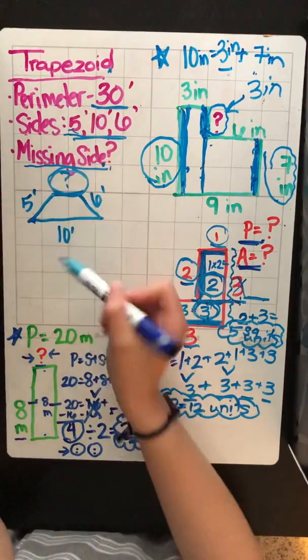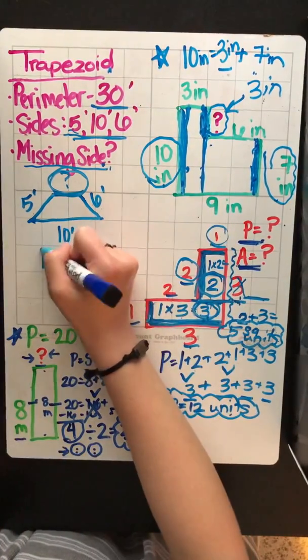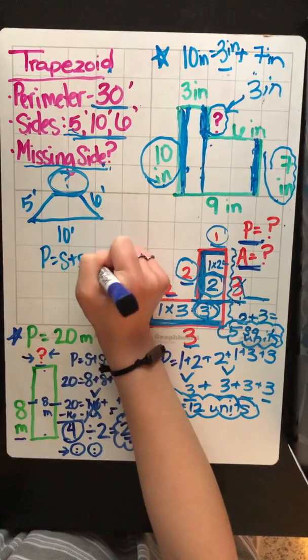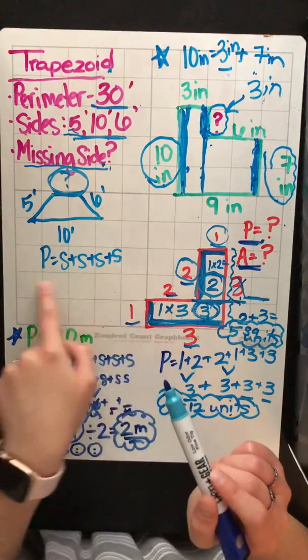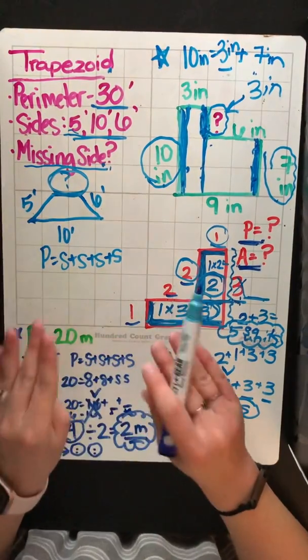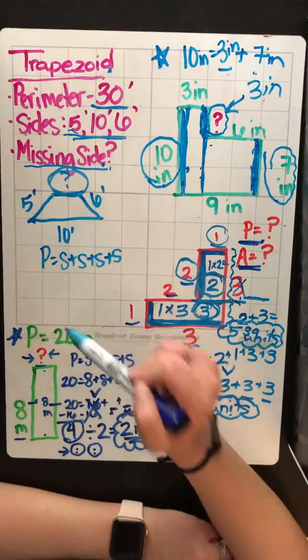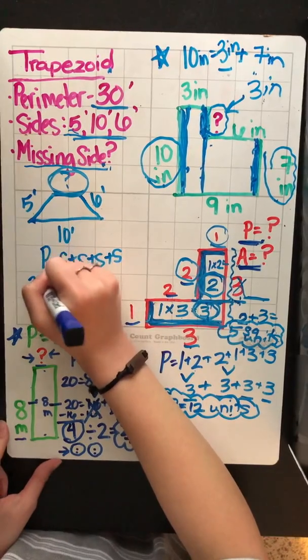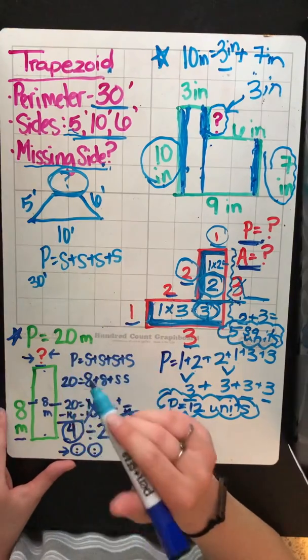So if I know that my perimeter equals 30 feet, and I also know that perimeter equals side plus side plus side plus side, I always like to start off by writing out the formula because that's a great way to help me make sure that I understand the steps that I'm following. And now I'm gonna go ahead and plug in the information that I know. I know my perimeter is 30 feet. Remember that little tick means feet.